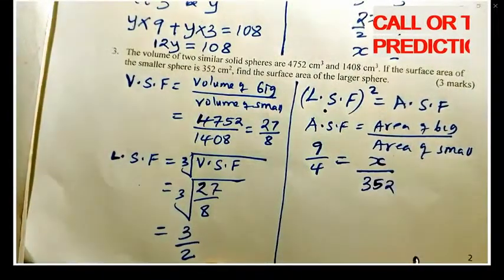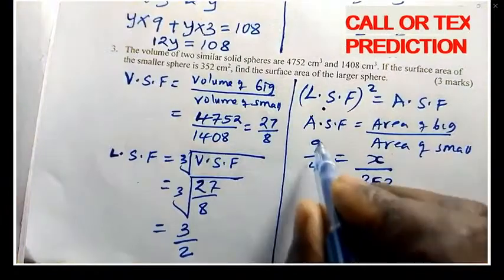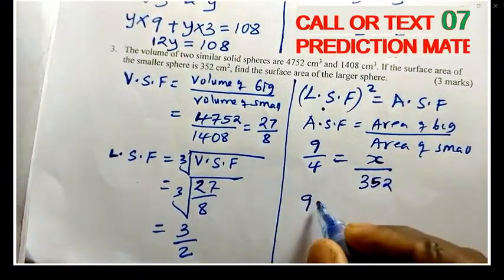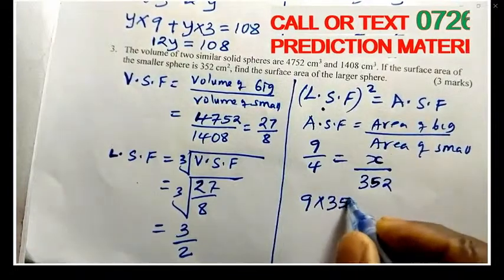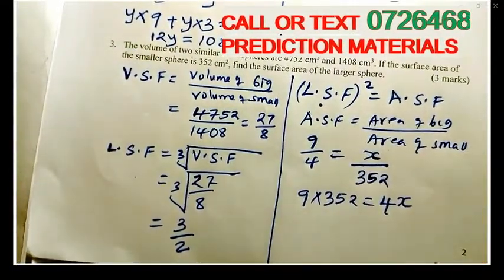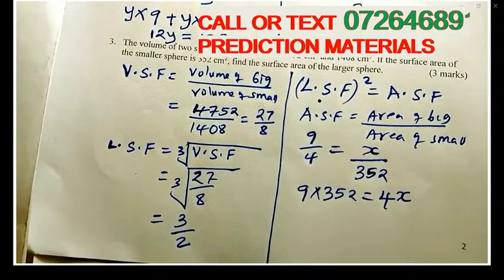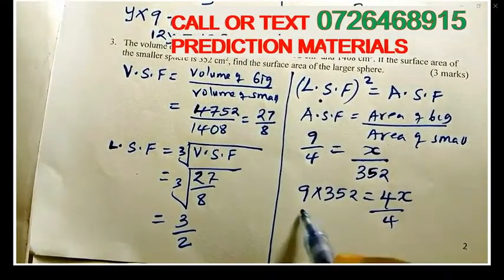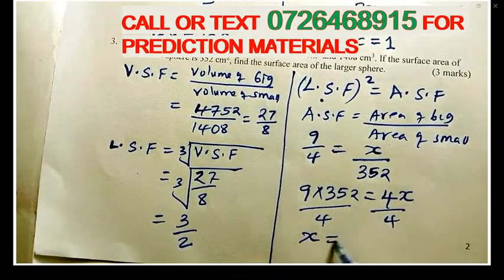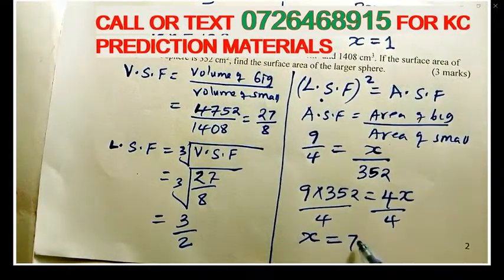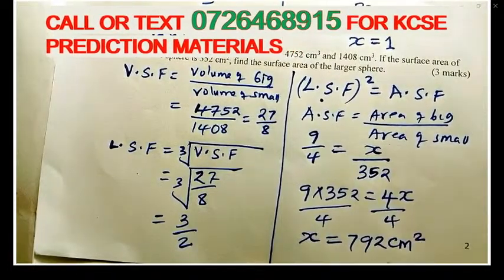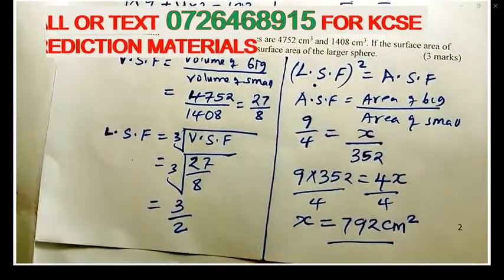352. Sawa? So tuna cross multiply, itakuwa ni 9 times 352 will be equal to 4x. Now we divide by 4 both sides. It means that x is equal to 792 centimeters square. And that is it.